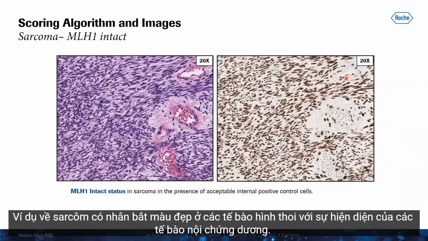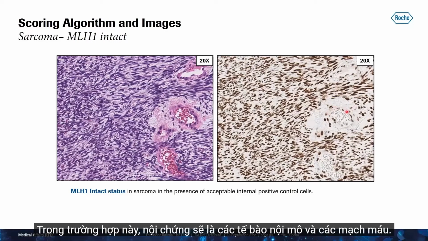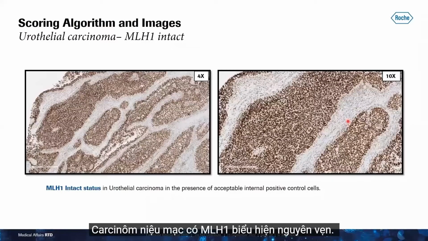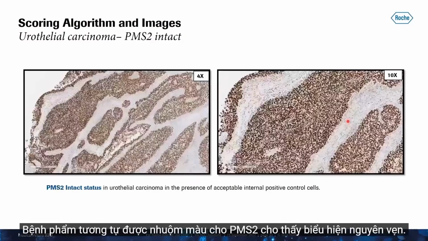Example of sarcoma with nicely staining nuclei by the spindle cells in the presence of internal positive control cells. In this case, it would be the endothelial cells and in the blood vessels. Same cut of sarcoma for PMS2 showing intact expression. Urothelial carcinoma where MLH1 is showing intact status. The same specimens stained for PMS2 showing intact expression.